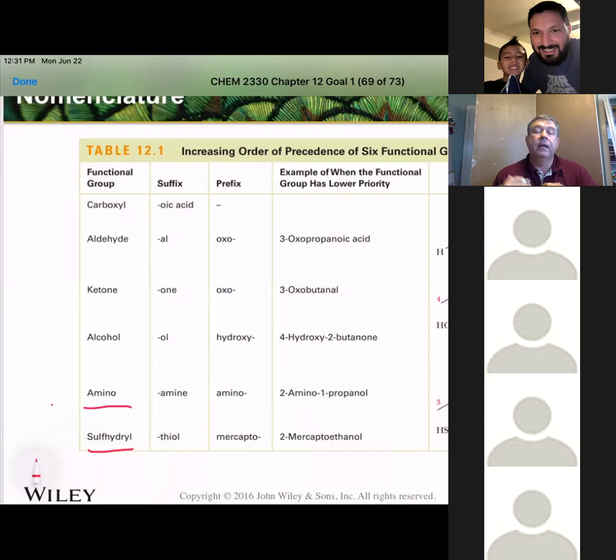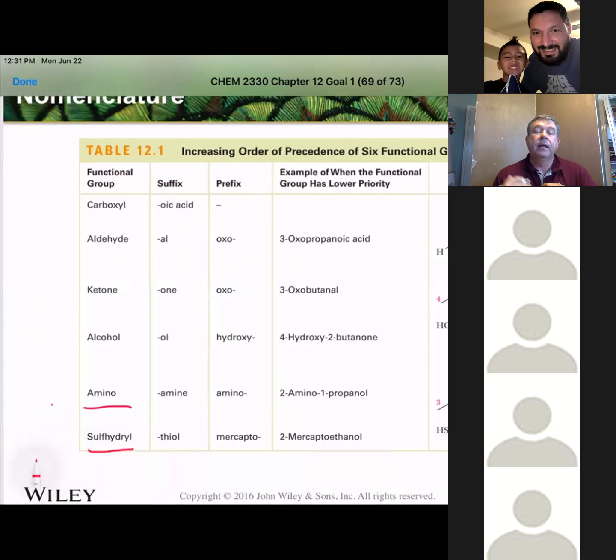The next higher thing is alcohol. So if you have an alcohol and anything like an amino or a sulfur or a halide, then you name it for the alcohol. Okay. Now, if you have an alcohol and a ketone, you have to name it for the ketone. So ketone takes precedence over it.